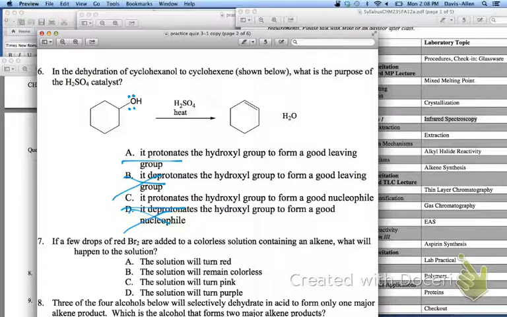What does that do to our OH? What charge does the oxygen now become? Positive. It then says our choices are act as a good leaving group or act as a nucleophile. What is a nucleophile?